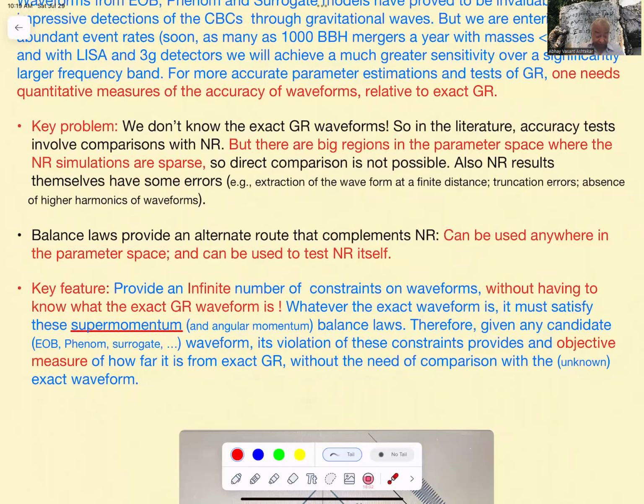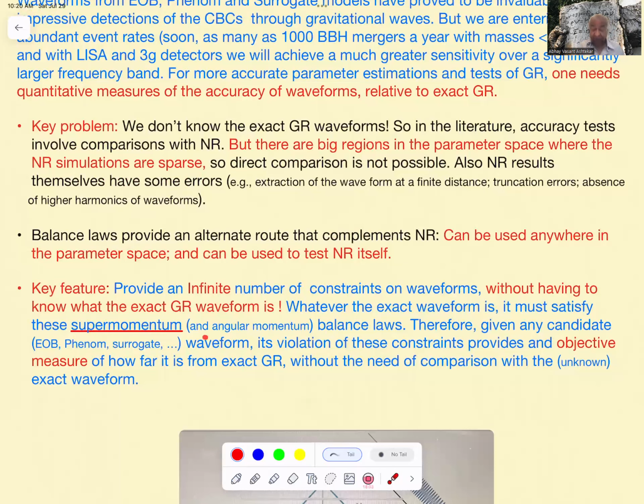And the key feature is that these balance laws provide us an infinite number of constraints on the waveform without having to know what the waveform is. So if you give me a waveform and say that here is my good approximation to the waveform, I will be able to test. So whatever the exact waveform is, it must satisfy the supermomentum and angular momentum balance laws.